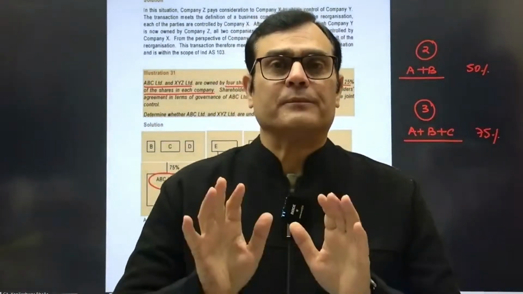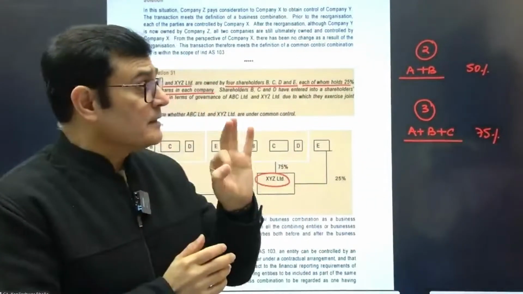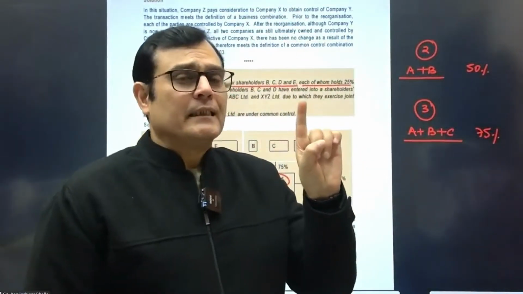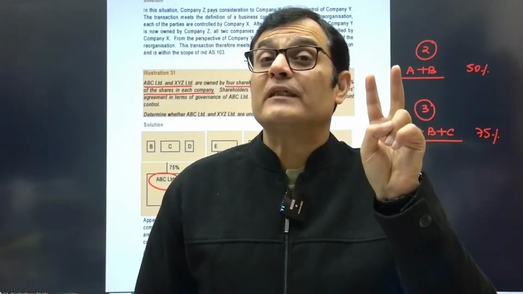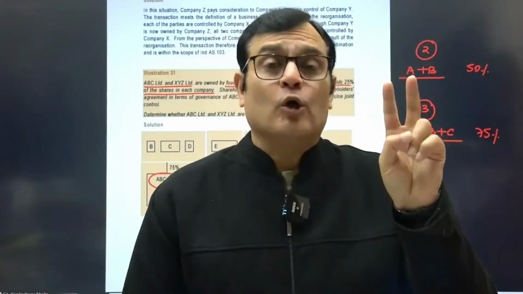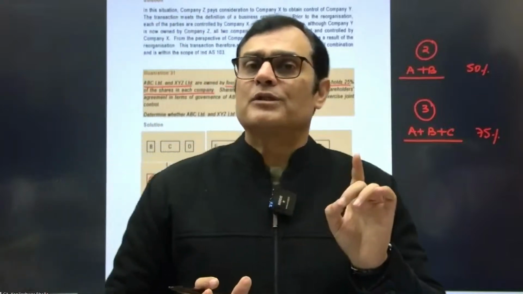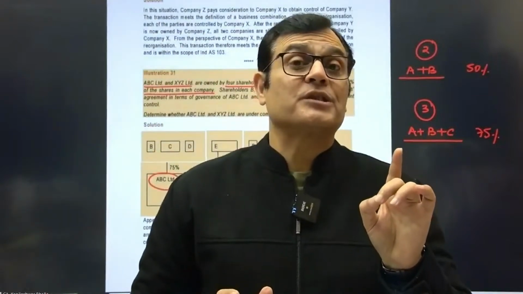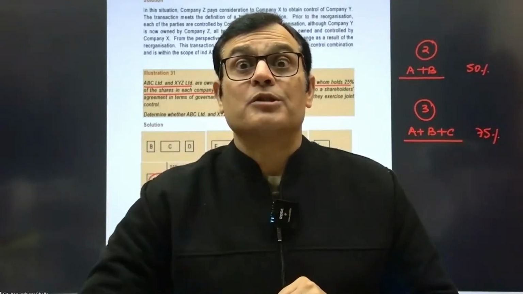Now hear me very carefully. I'm going to create a 3-step model now, based on the assessment, based on the identification of a common control. Step number 1, you need to see whether there is an individual who controls the company, or a group of individuals who control the company. Now, if there is an individual who controls the company, I can directly go to step 3. But if there is a group of individuals who control the company, I need to go to step number 2.